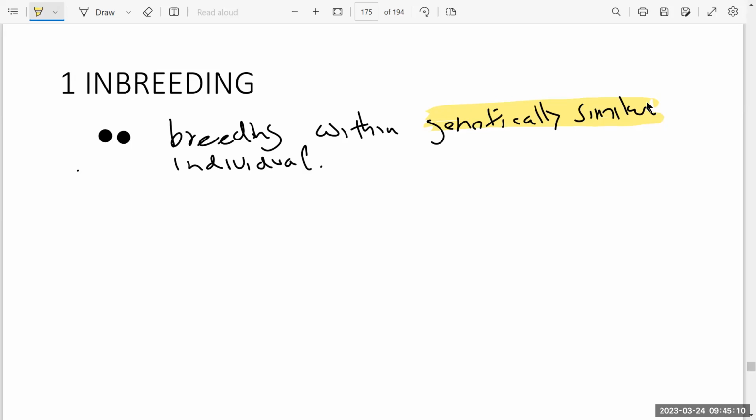Now, how is this possible? We can understand it like this. Take a species, the dog species. Within the dog species, we can find different phenotypic appearances, right?